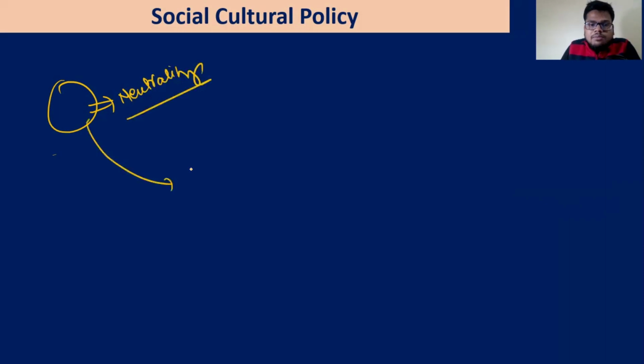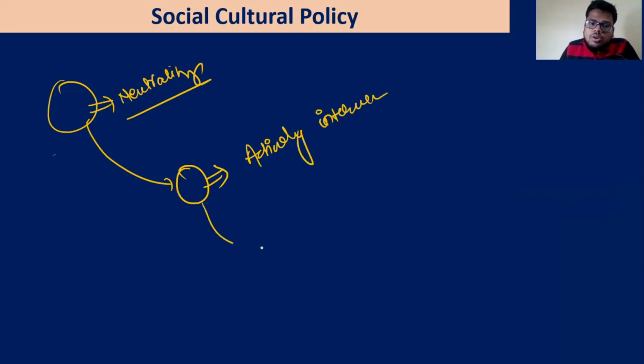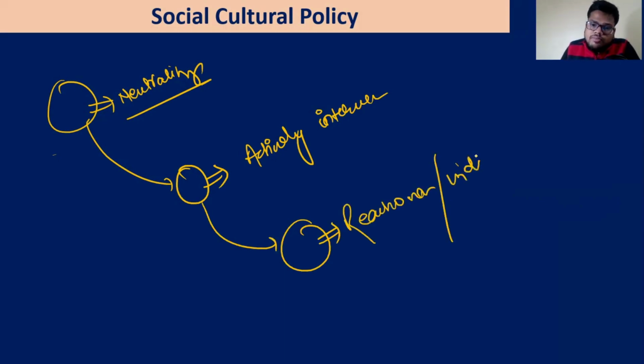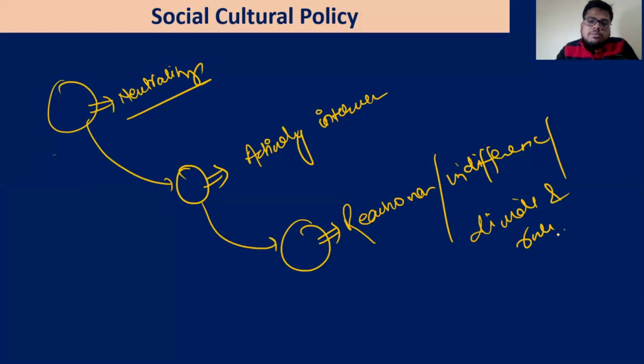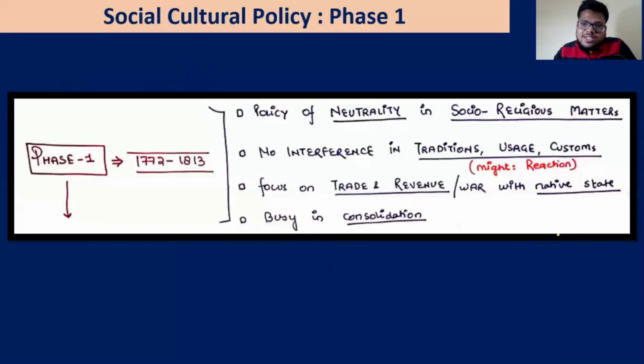The second phase can be seen when they will actively try to intervene. And the third phase will be seen when they will show reactionary policies or indifference, or the policy of divide and rule. So these are the 3 policies, 3 stages that can be seen in the socio-cultural policies of the Britishers.